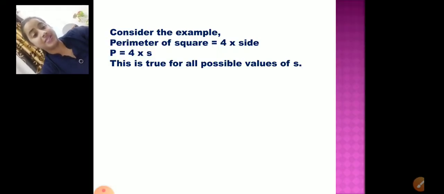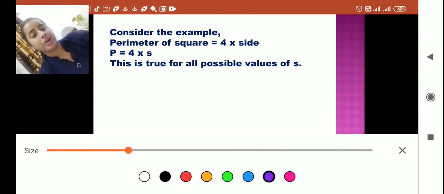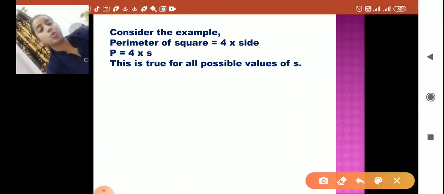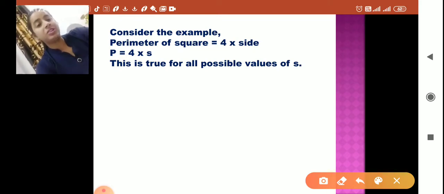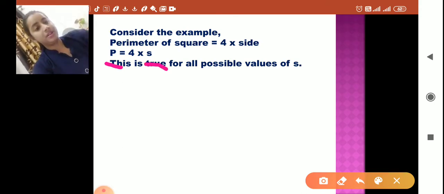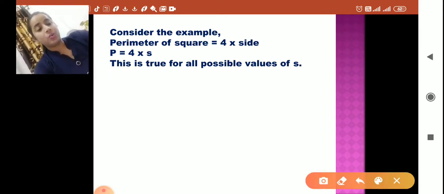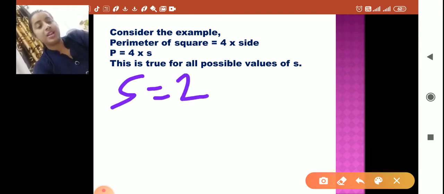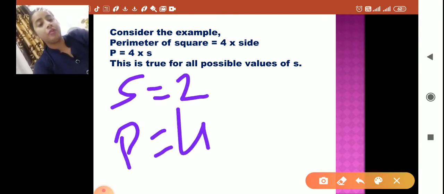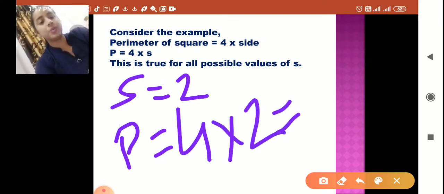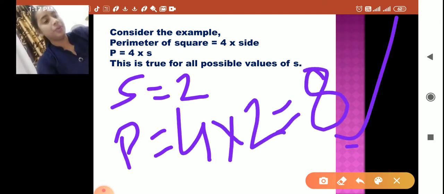So let's consider an example. Perimeter of square is equal to 4 into side. So here for perimeter of square we have taken P, and for side we have taken S. So this is true for all possible values of S. It means that whatever the value of S is, this equation, this formula is true. So let's see how. If we take S is equal to 2, then perimeter will be 4 into 2, which is equal to 8. It is true.